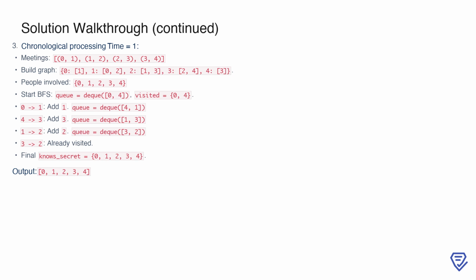The BFS starts with persons 0 and 4 since they initially know the secret. From person 0, the secret is passed to person 1, and from person 4, it is passed to person 3. Then, person 1 shares the secret with person 2, and person 3 also tries to share it with person 2, but person 2 already knows the secret by that point. At the end of this process, everyone in the chain, persons 0, 1, 2, 3, and 4, ends up knowing the secret. The final knows_secret set is 0, 1, 2, 3, 4, and the output includes all 5 people.